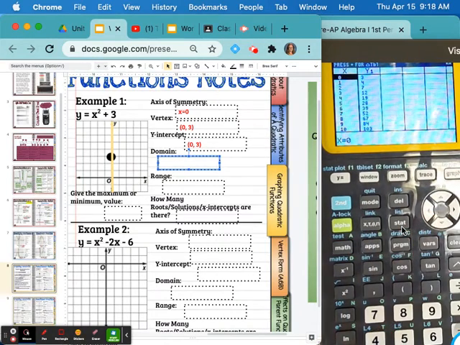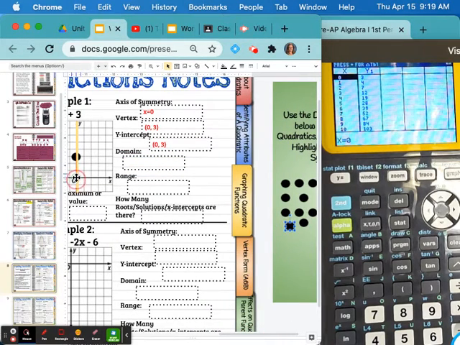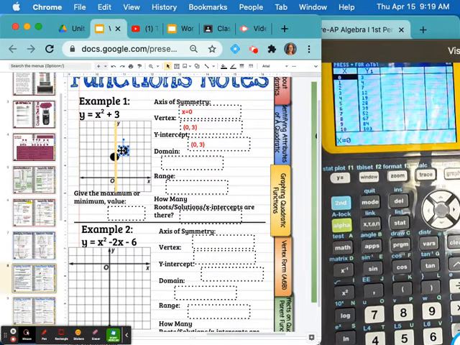Okay, so 0, 3 we already have. 1, 4 is one more over. So let's plot that one. Over 1, up 4. I went up too far, didn't I? There's 4. And that axis of symmetry tells us that you can reflect this point to the other side. So if this point is 1 unit from the axis of symmetry, then you would go 1 unit to the other side because it's a mirror image.